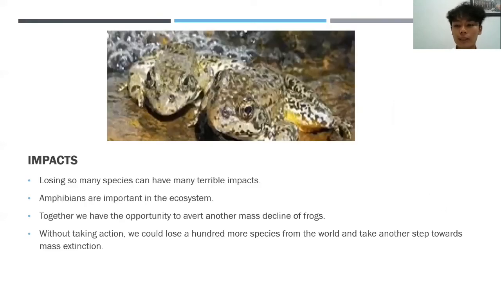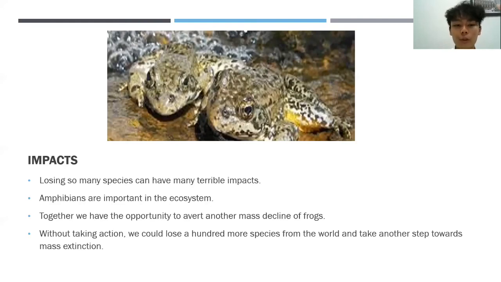Last but not least, losing so many species can have many terrible impacts. Tadpoles and frogs are important because they help recycle nutrients and break down leaf litter. They are also prey for larger mammals and reptiles and predators of insects, invertebrates, and small vertebrates.